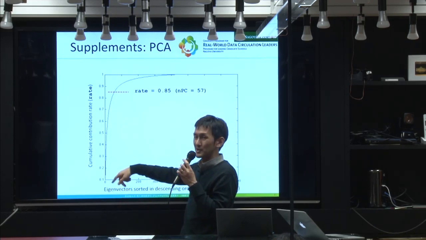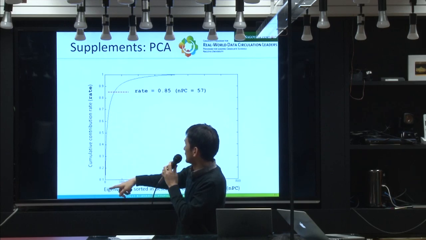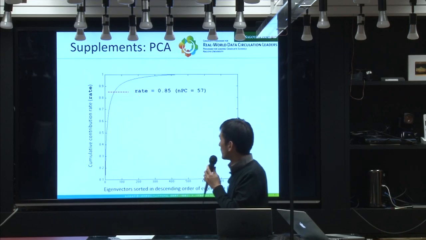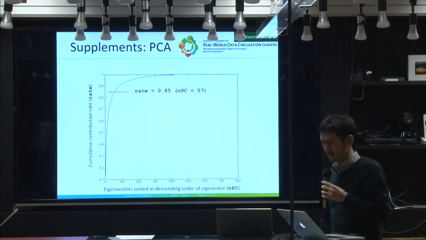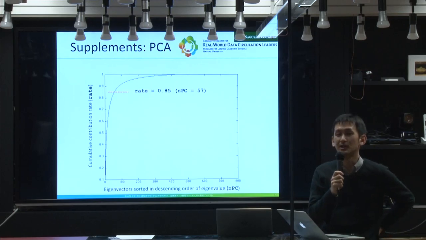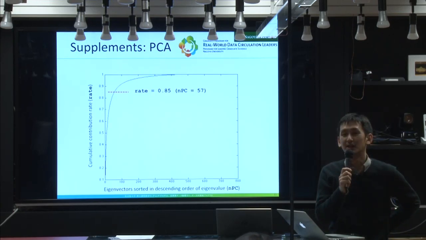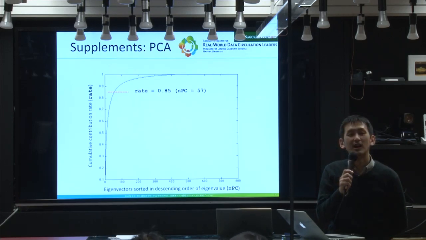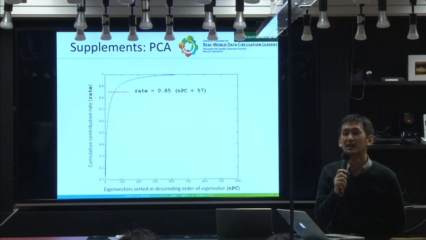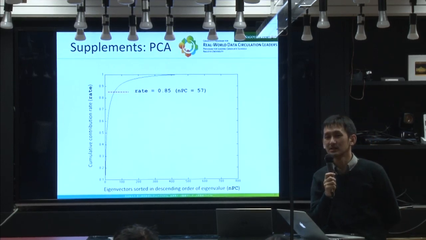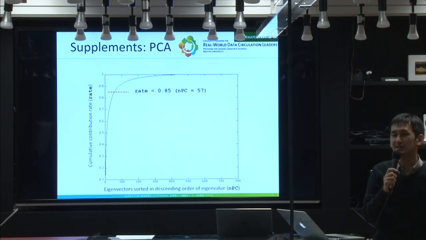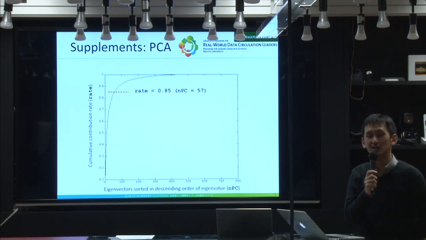So the first eigenvector has the larger contribution rate. Okay, do you understand? Any questions, comments? Yes, so let me move on to the next exercise.